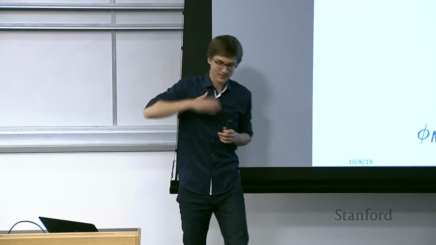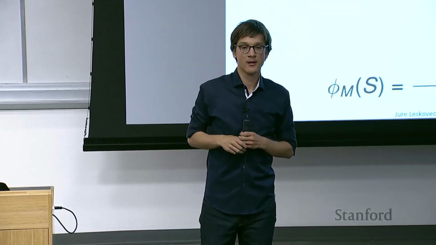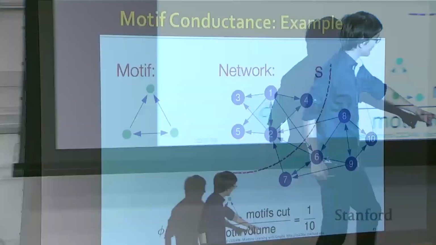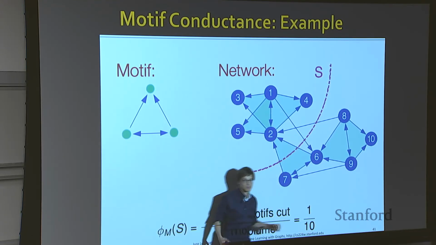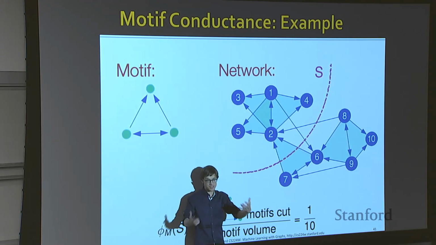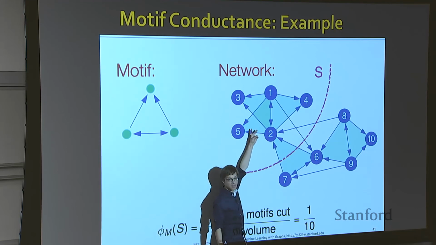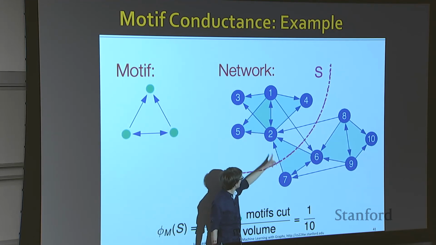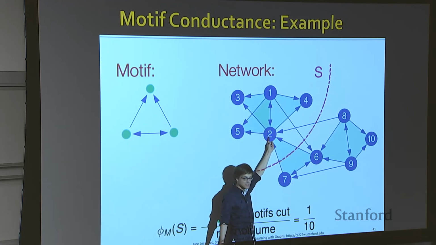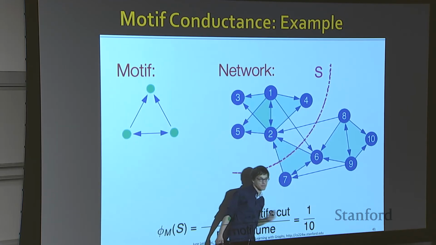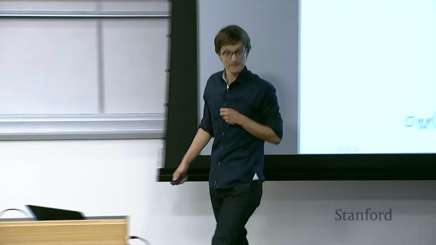Can you again define the motif volume? Like how did it come out to be 10? This is the number of motif endpoints in the set S. A triangle has 3 endpoints. So there are 3 triangles here, so that's 3 times 3. Plus this motif has 1 endpoint in S. So it's 9 plus 1. Good point. Thank you for asking.